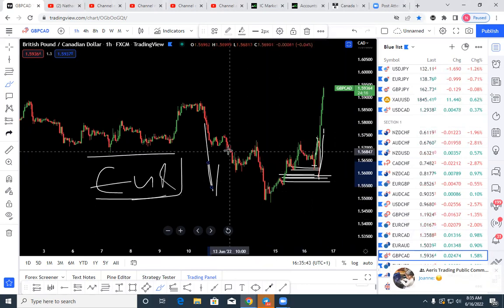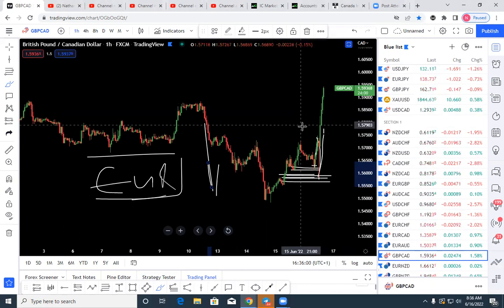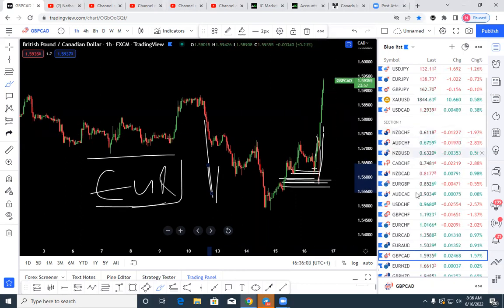But what determines the one I will choose between GBP CAD and Euro CAD? I will go to Euro GBP to look for the one that is selling off. Once I see that it is Euro that is selling off against the pound, it means that the pound is going to strengthen against the Euro, and I will therefore choose GBP CAD at the expense of Euro CAD. Is that okay, guys? So that's how I go about it.